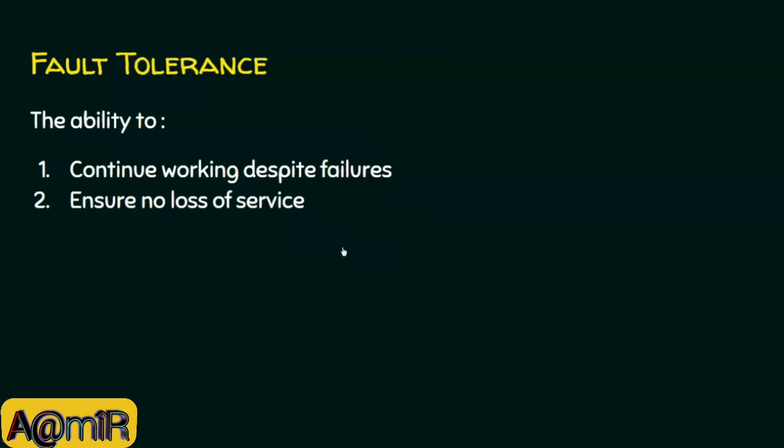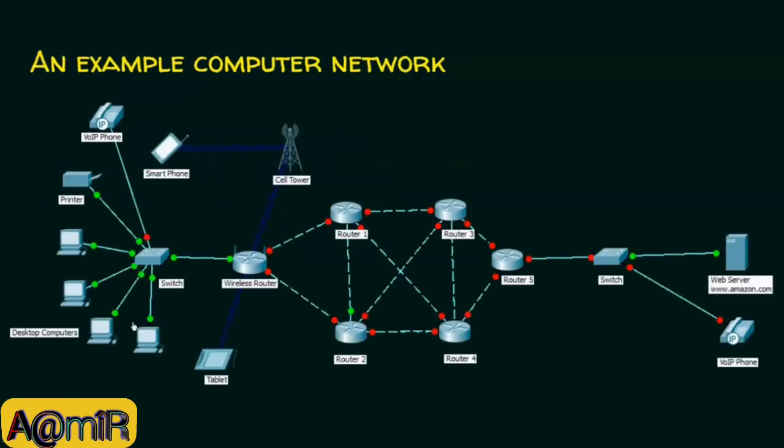We shall see an example for fault tolerance now. Let us assume that these two entities, this computer and this web server, are communicating with each other through switch, this wireless router, this link, router 1, router 3, router 5, switch and web server. Unfortunately, there is a failure, maybe either in the link or this router has gone down. So this router, instead of forwarding the data this way, forwards the data to router 2, so that the communication between this computer and this web server is not affected because of this failure. This is exactly fault tolerance.